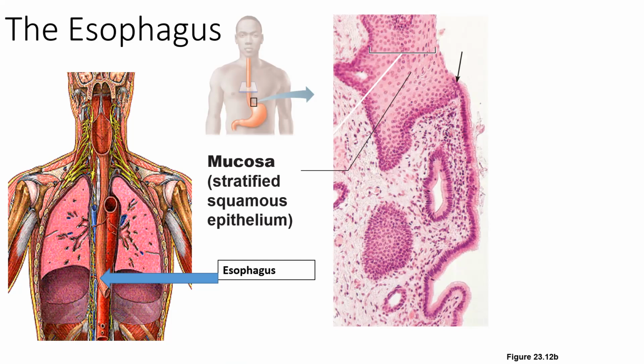And it's called the cardiac sphincter. The cardiac sphincter will open up when there's the presence of food. At the base of the esophagus, it will open up and allow the passage of the bolus of food that we've swallowed into the stomach.